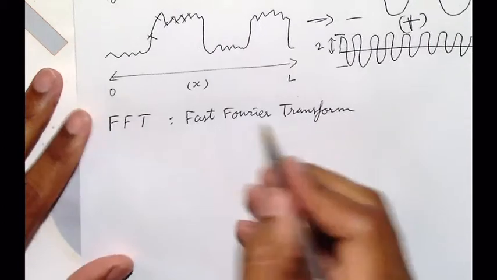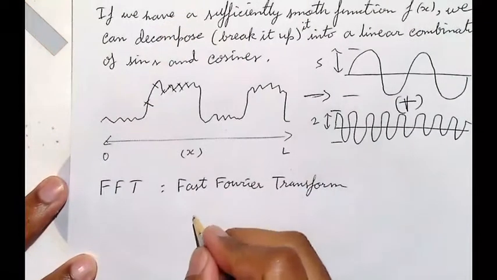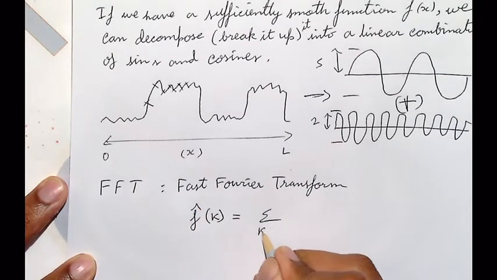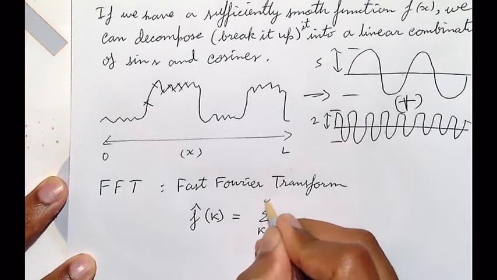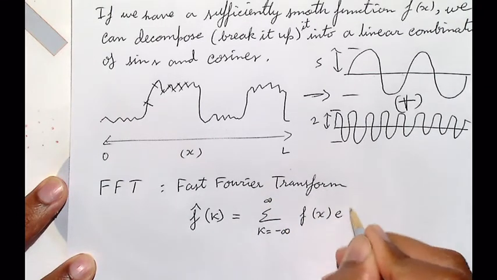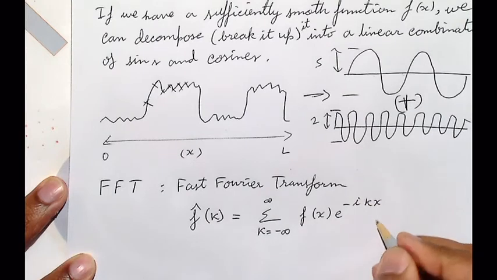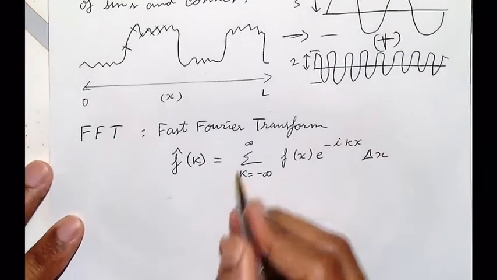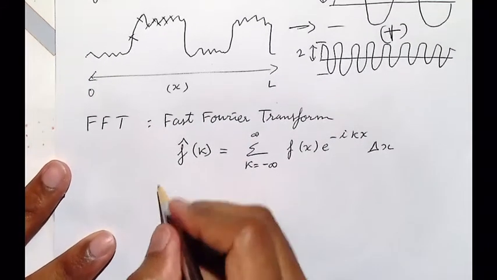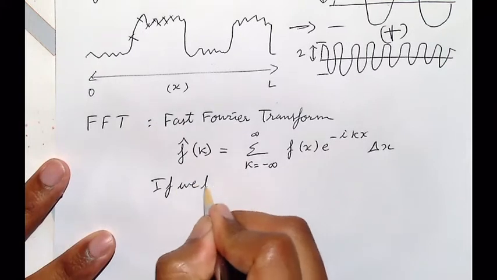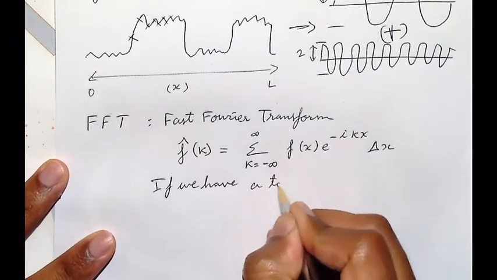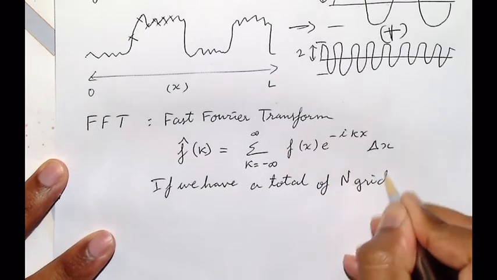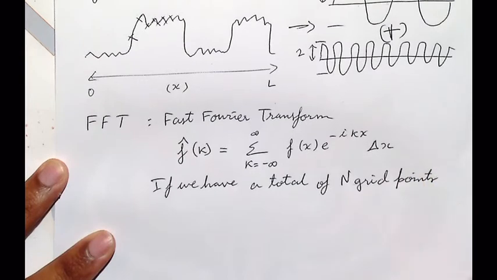So the fast Fourier transform just treats the integral as a summation. Kappa goes from minus infinity to infinity, f of x e to the minus i kappa x delta x. Okay, and if we have a total of n grid points, what is the maximum kappa we can have?